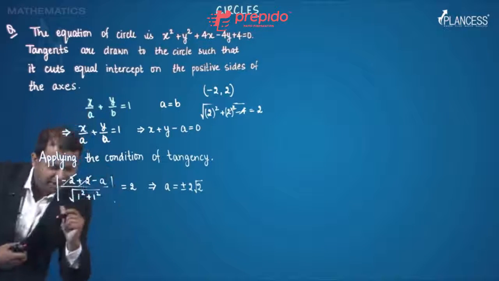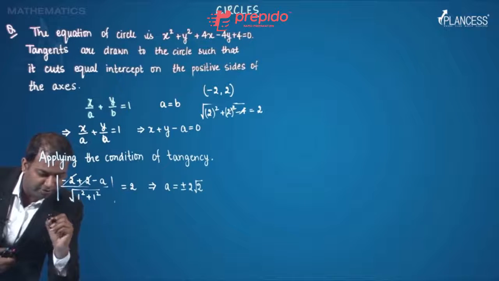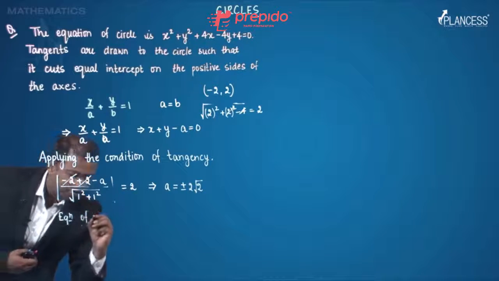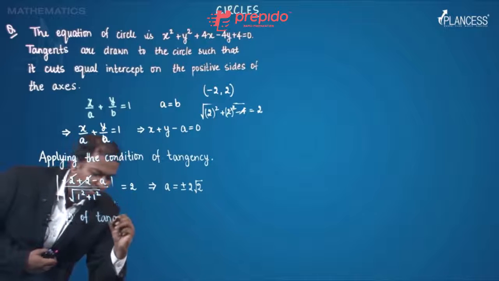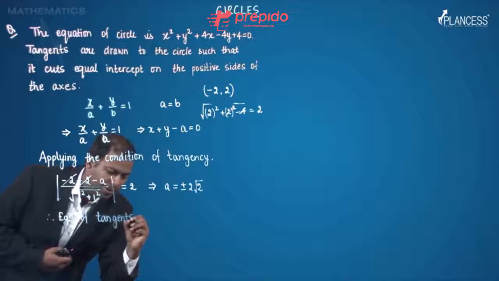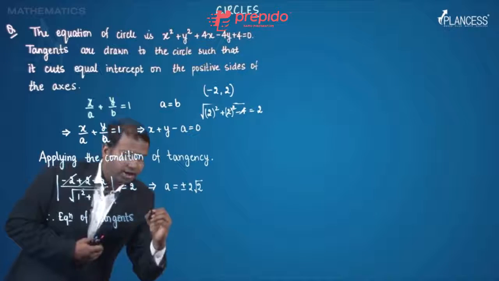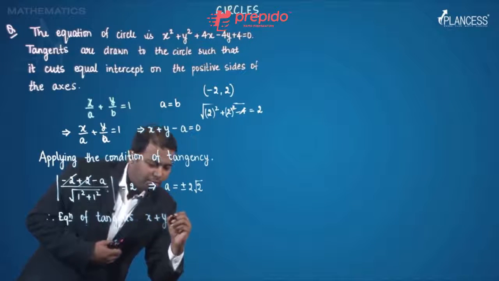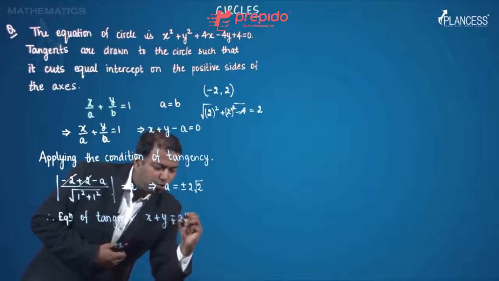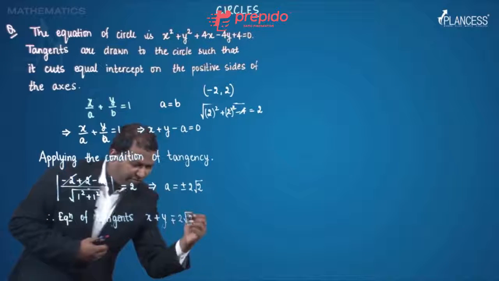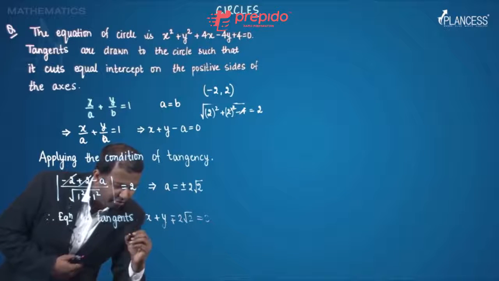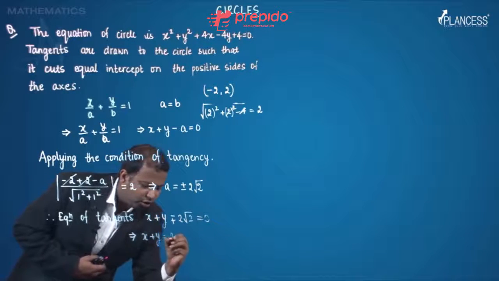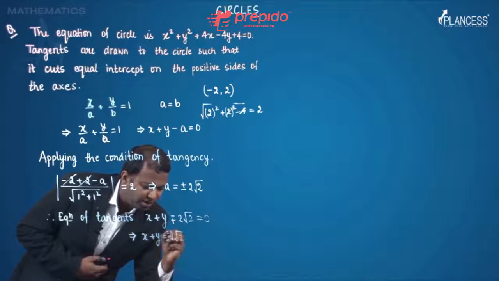So if you try to put the values of a in the line, therefore the equation of tangents we have got is x plus y minus and plus 2 root 2. If we rearrange this, we have x plus y equal to 2 root 2 with a plus and minus sign.